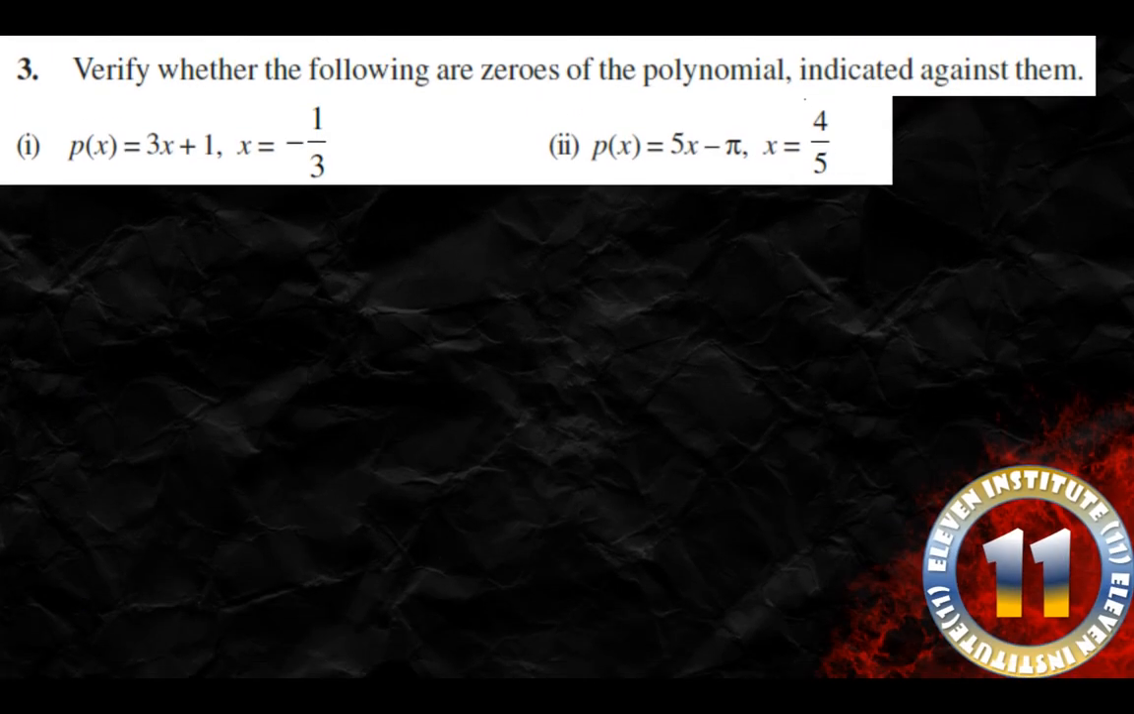Yes, so this is question number 3. Verify whether the following are zeros of the polynomial indicated against them. See, we have done this in example number 3 as well as example number 5. This value of x we have to take from here and input it in the polynomial. That's it. If we get the answer 0, then that particular value of x is the zero of our polynomial, or else it is not. So let us start with the solution.